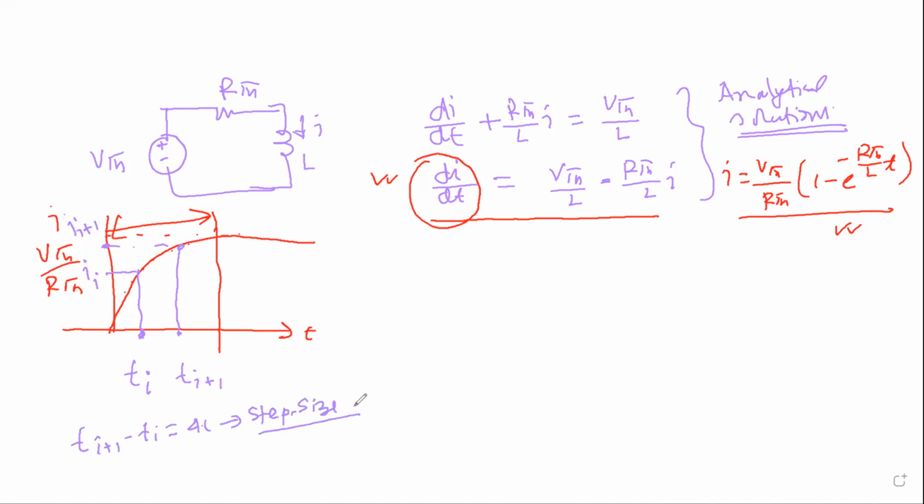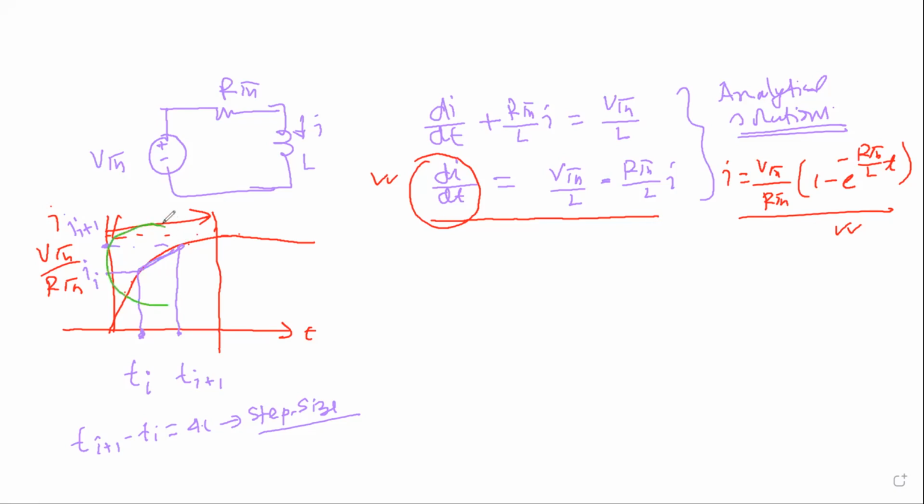Okay, we call it step what? Step size. The step size of your independent variable. If that step size is sufficiently small, then this portion can be thought of as a straight line, isn't it? Yes, sir. We can approximate it as a straight line.